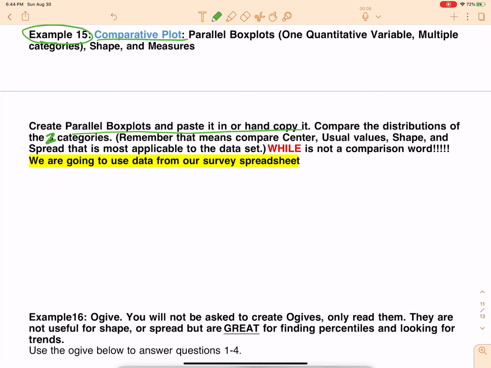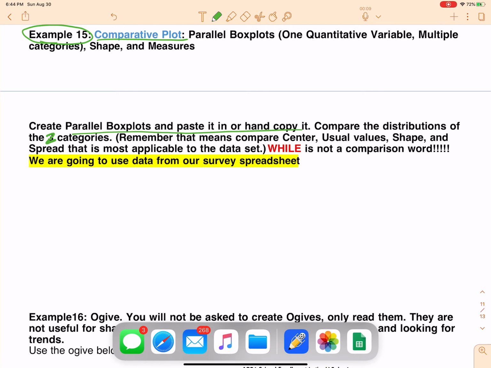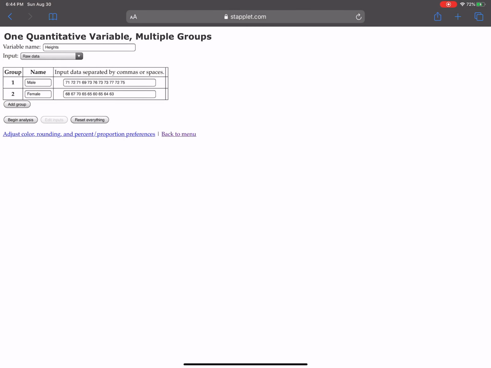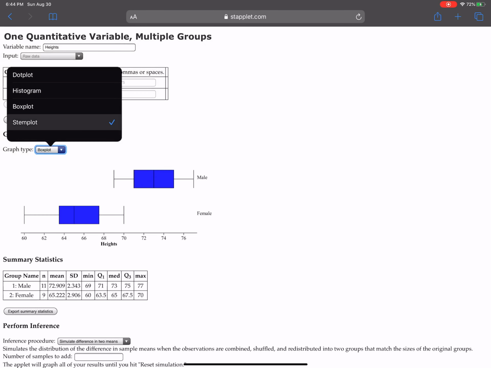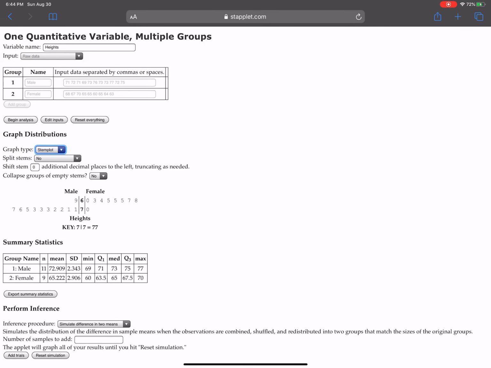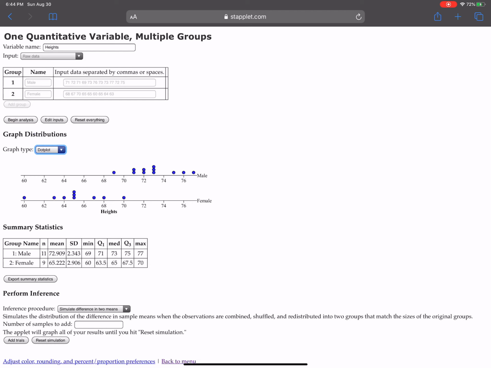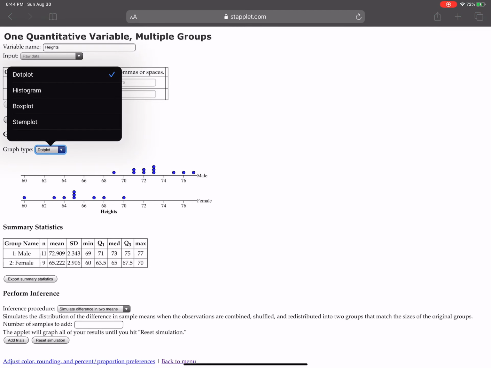So here's what I compared. Let me take you to Statplet. All right, so I put in heights here, heights for the males and heights for the females. I want you to look at what our analysis will look like here. You can look at it in a stem plot if you want to, you can look at it in a dot plot, etc.